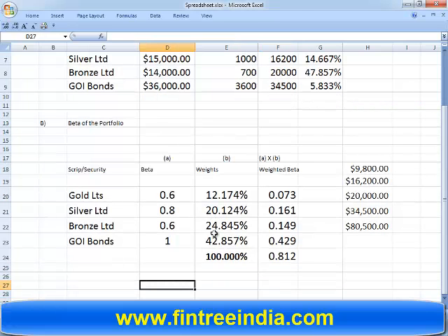Then in the next step, write down calculation of. Are you done with this table? Should we move on? So in the, where have you reached, Kulbhushan? Is it done?